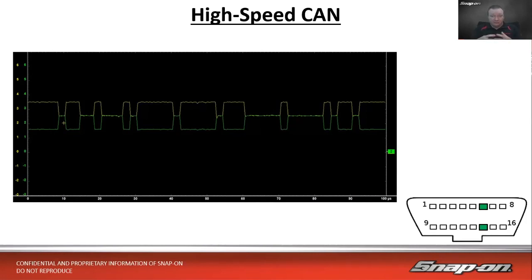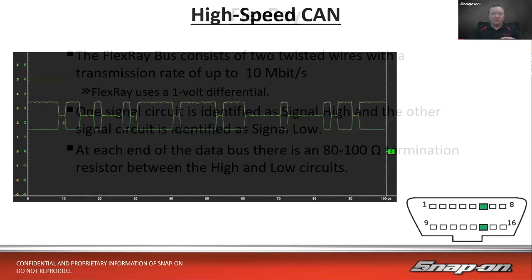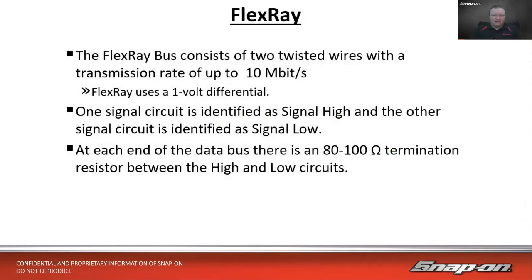So some of the manufacturers got together and said, hey, we need a better standard here. They talked to some engineers and came up with the FlexRay standard. FlexRay operates very similarly to a CAN bus, right? It is 2 twisted wires. It has a transmission rate of up to 10 megabits per second. That is 10 times faster than the highest speed CAN bus, and 20 times faster than a normal 500 kilobit high-speed CAN bus.